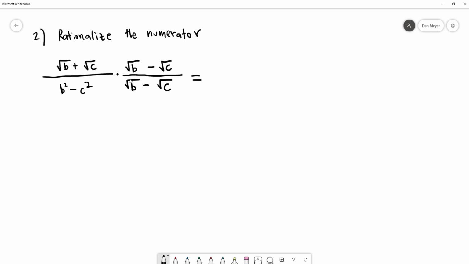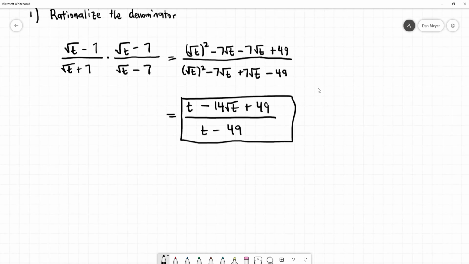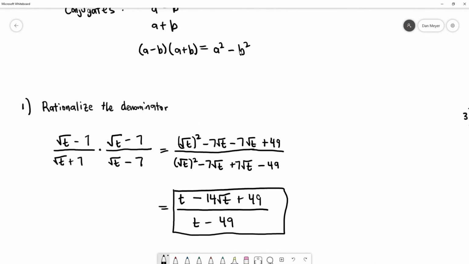Now, in the last problem I foiled things out nice and slowly, but this business of multiplying by conjugates works out the same every time. Remember, we're exploiting this difference of squares formula, except I guess we're doing it kind of in reverse. At least that's the way I think of it.